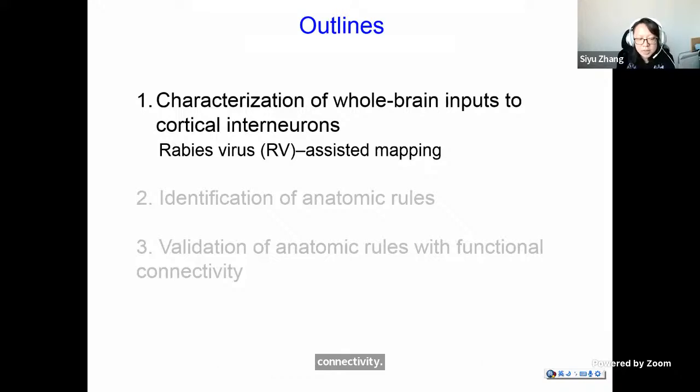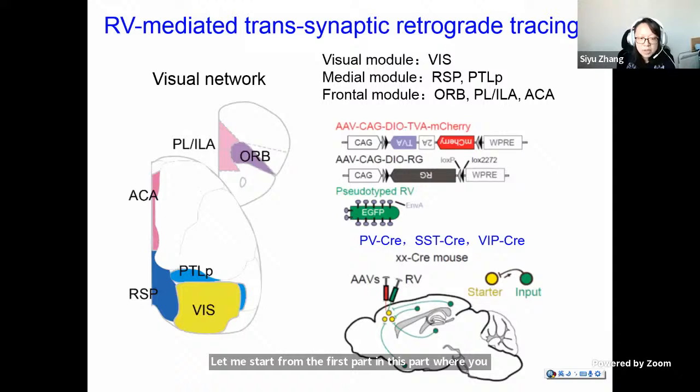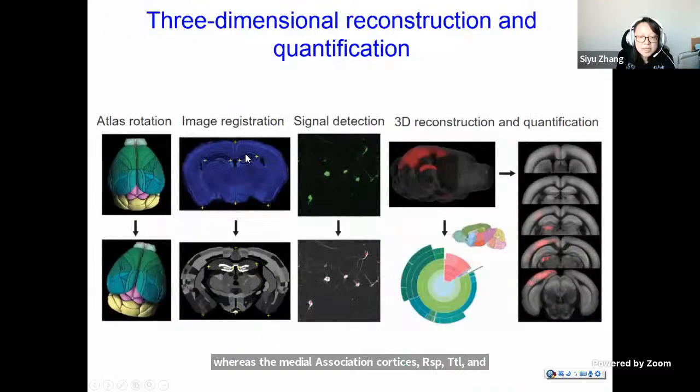In this part, we use rabies virus assisted mapping. Using rabies virus assisted mapping, we systematically characterized the whole brain inputs to the 3 major types of cortical interneurons, PV, SST, and VIP neurons at different hierarchical stages of visual processing, including the primary visual cortex, VIS, the medial association cortices, RSP, PTLP, and the frontal cortices, ACA, PL, and ORB. We used a custom-written software package to analyze the digitized brain images. This software is based on the Allen mouse brain atlas.